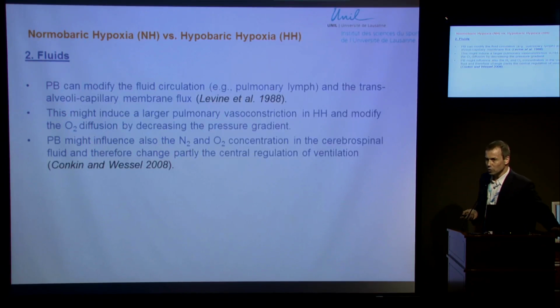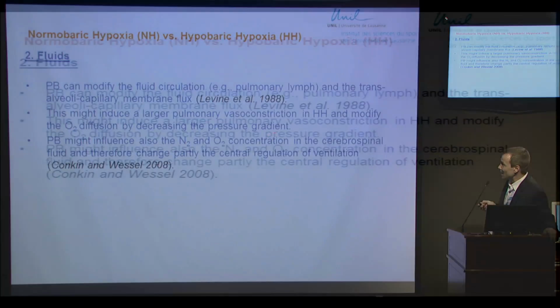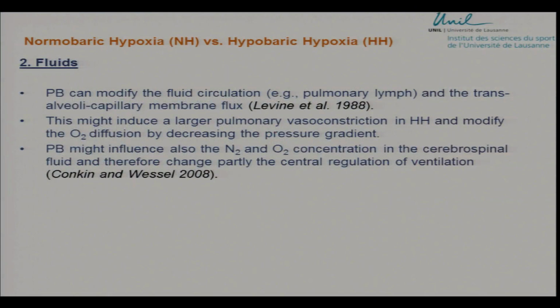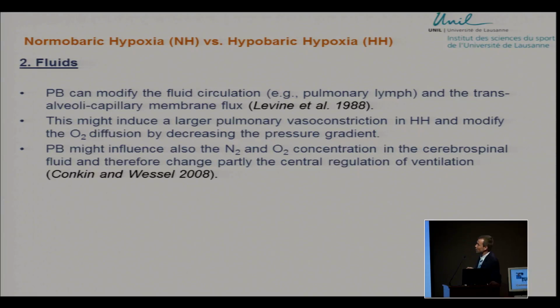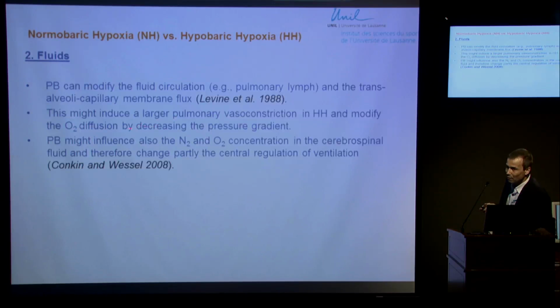Second point, the fluids. This paper is probably the first paper of Professor Levin on altitude physiology in '88. And he found that the barometric pressure by itself can modify the fluid circulations, and especially has an effect on the pulmonary lymph. That might affect the membrane flow through the alveoli capillary membrane. It was also suggested that it might induce a larger pulmonary vasoconstriction in HH and affect to a larger extent the oxygen diffusion in HH compared to NH.